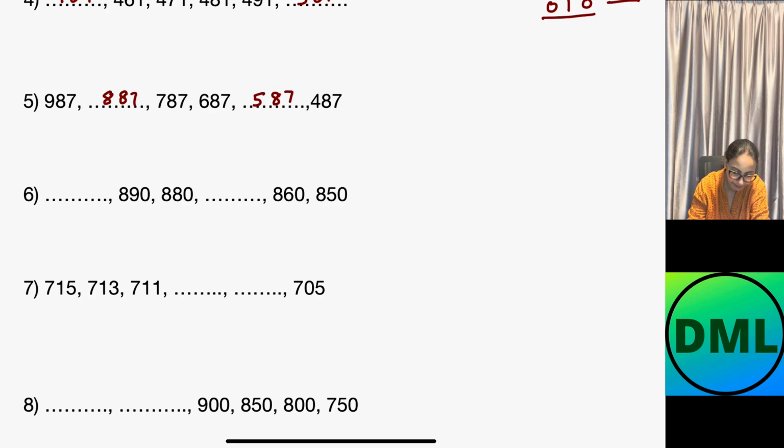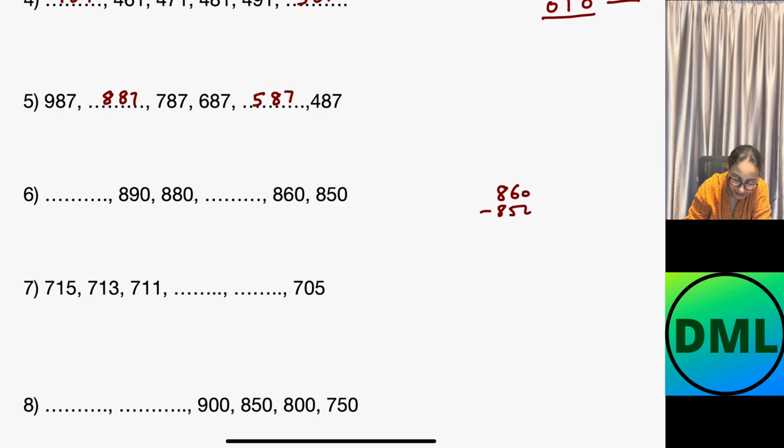Let's see the next example here. Dash, 890, 880, dash, 860, 850. Can you see the pattern here? 860 and 850. The number is reducing. Can we see the difference here? How much is the difference? Let's calculate the difference here.